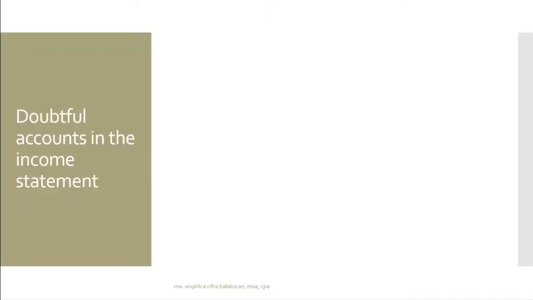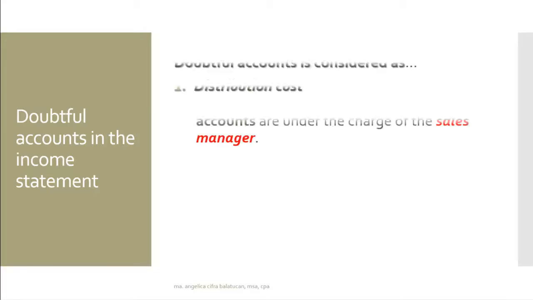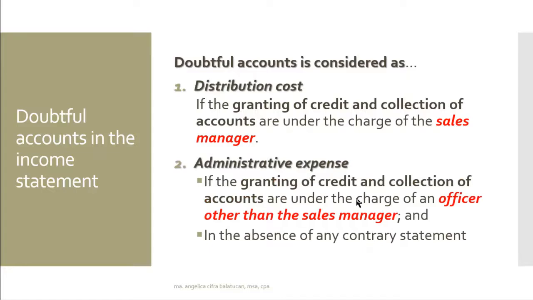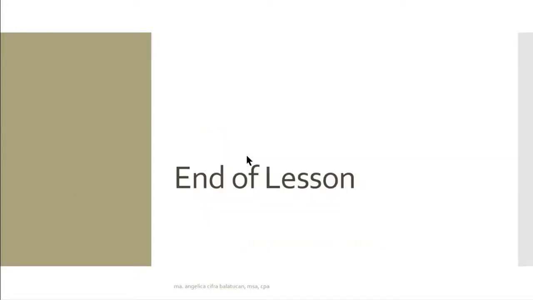Then, what if there are doubtful accounts in the income statement? How do you classify them? It depends on whether the granting of credit and collection of accounts are under the sales manager. If so, it will be part of the distribution costs. If the granting of credit and collection of accounts are under the charge of an officer that is not a sales manager, and if there's absence of any contrary statement, then it will be classified as administrative expense.